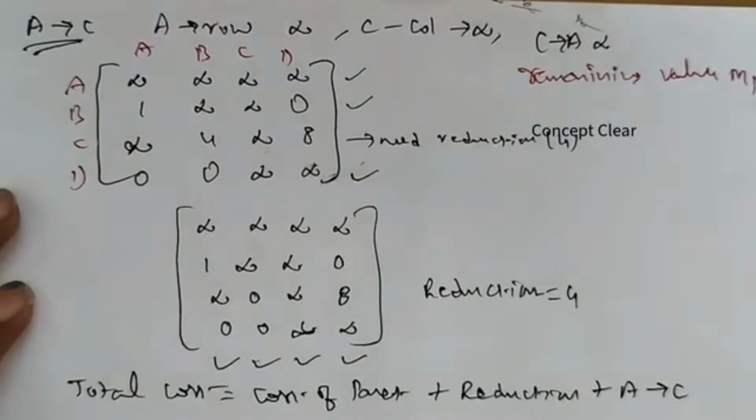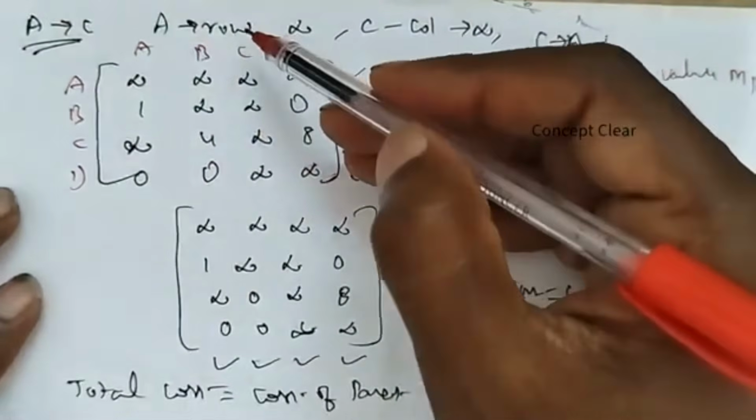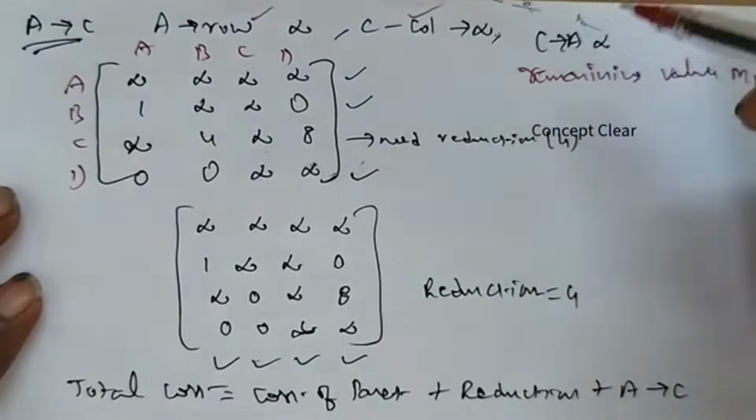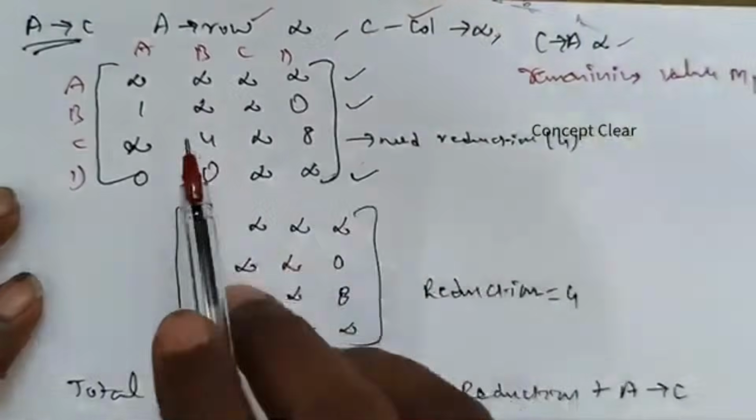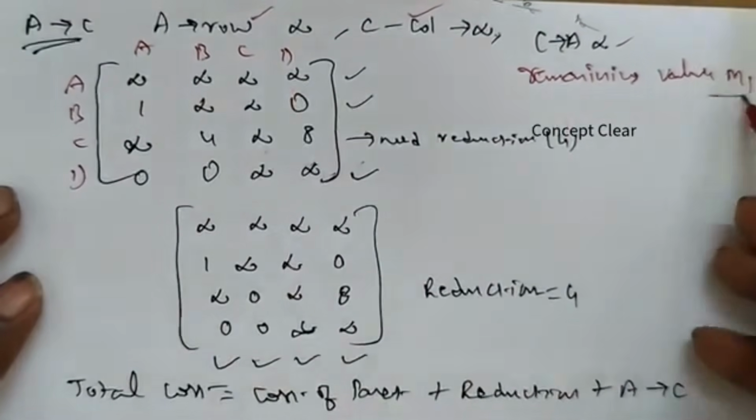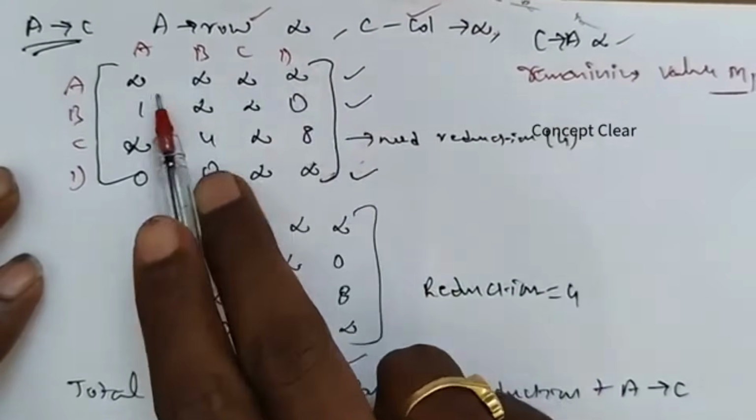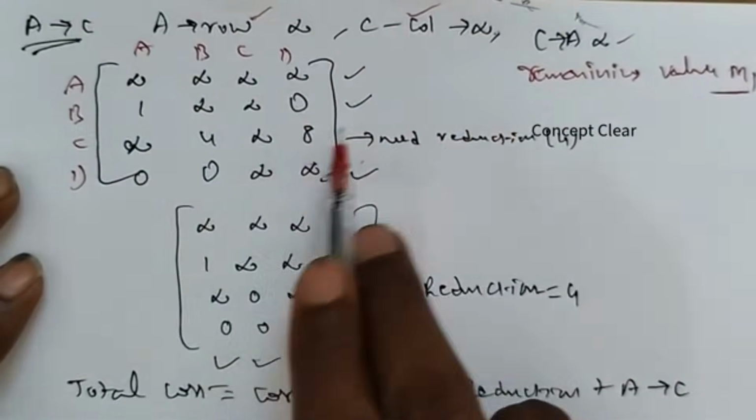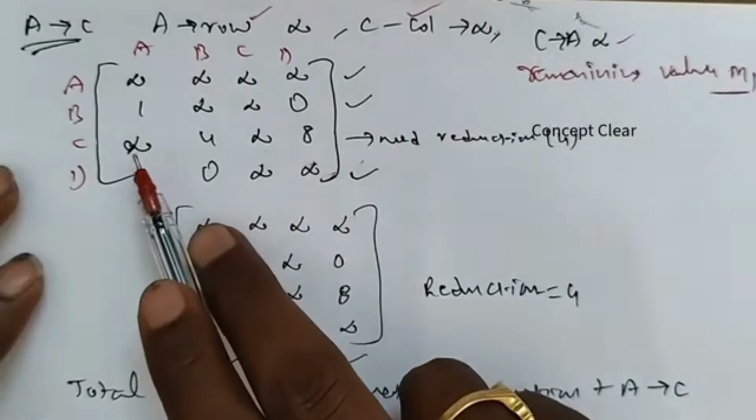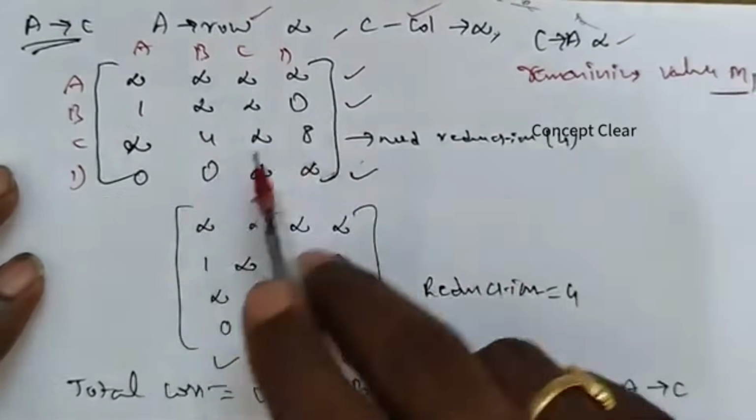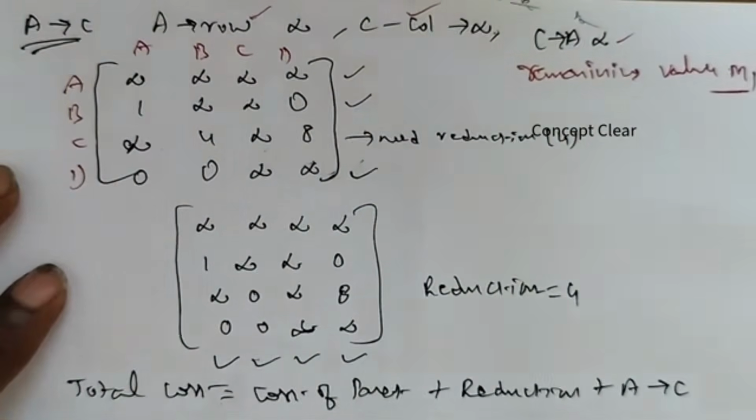What is A to C here? In the A to C, we have to take the A row as infinity values and the C column as infinity values, and C to A is an infinity column. Okay, according to these conditions, the remaining values we have to take from the M1 matrix. The A row and A column are all infinities. The C column is infinity, and C to A from the previous M1 matrix is infinity. So all the remaining values we have to take from the M1 matrix.